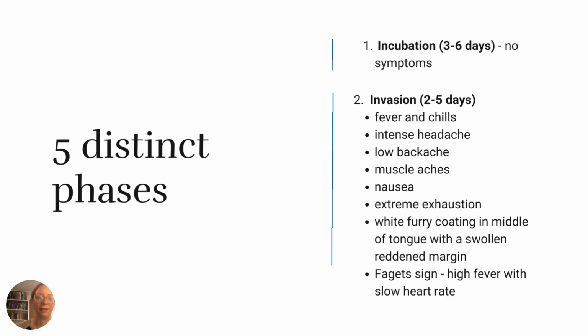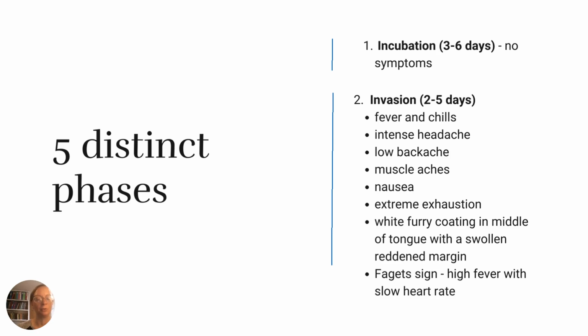There's 5 distinct phases to yellow fever. The first phase is incubation, which lasts 3 to 6 days. And in that phase, the patient is going to have no symptoms. The second phase is invasion, and that lasts 2 to 5 days. And then we'll see fever and chills. We'll see intense headache, low backache, muscle aches, nausea, extreme exhaustion.